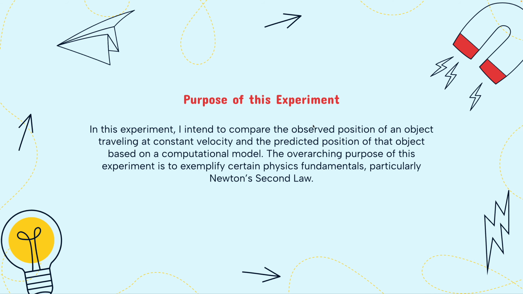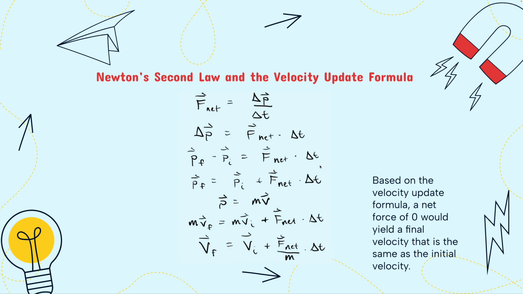So the purpose of this experiment is to compare the observed position of an object traveling at constant velocity and the predicted position of that object based on a computational model. The overarching purpose of this experiment is to exemplify certain physics fundamentals, particularly Newton's second law.